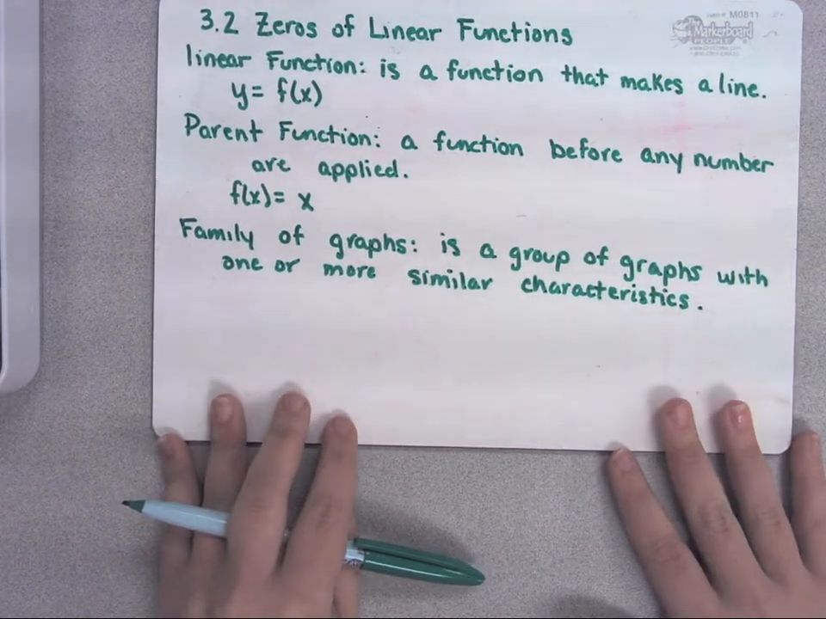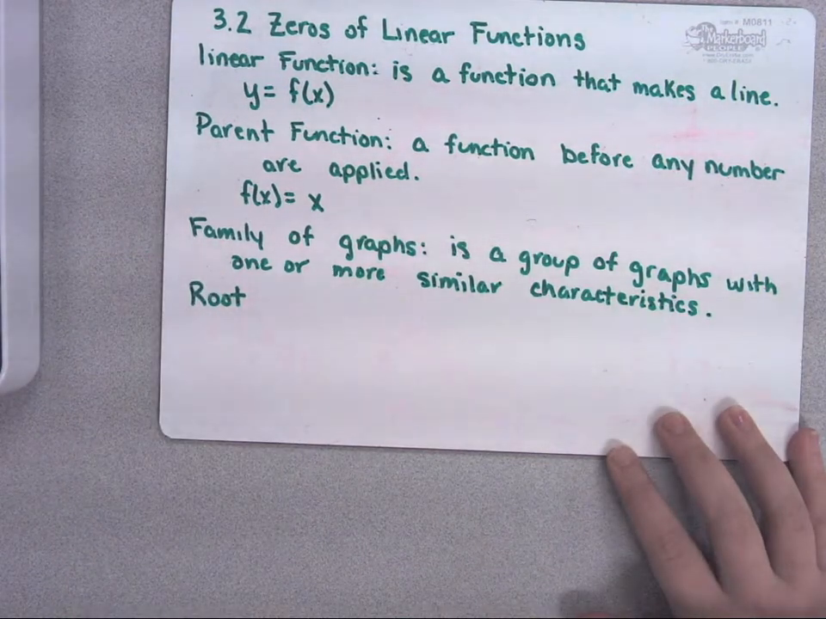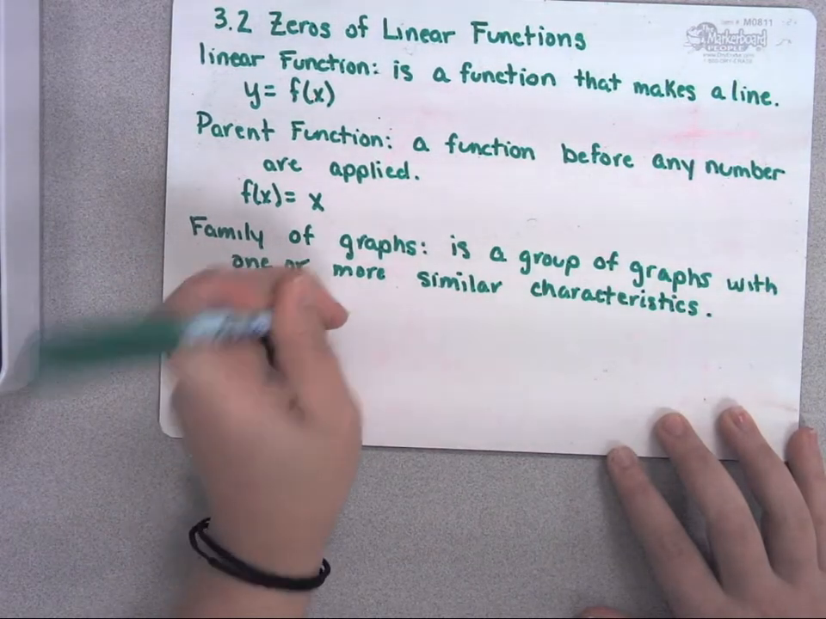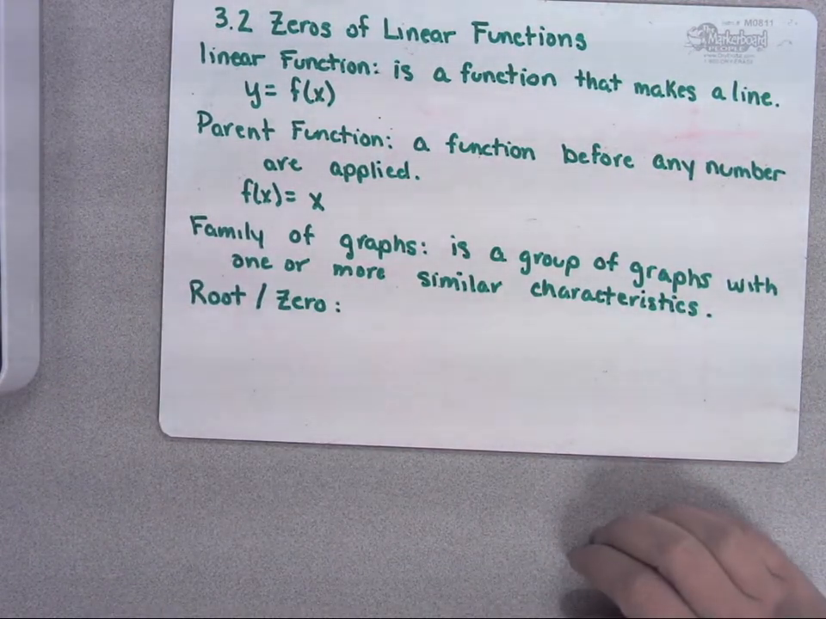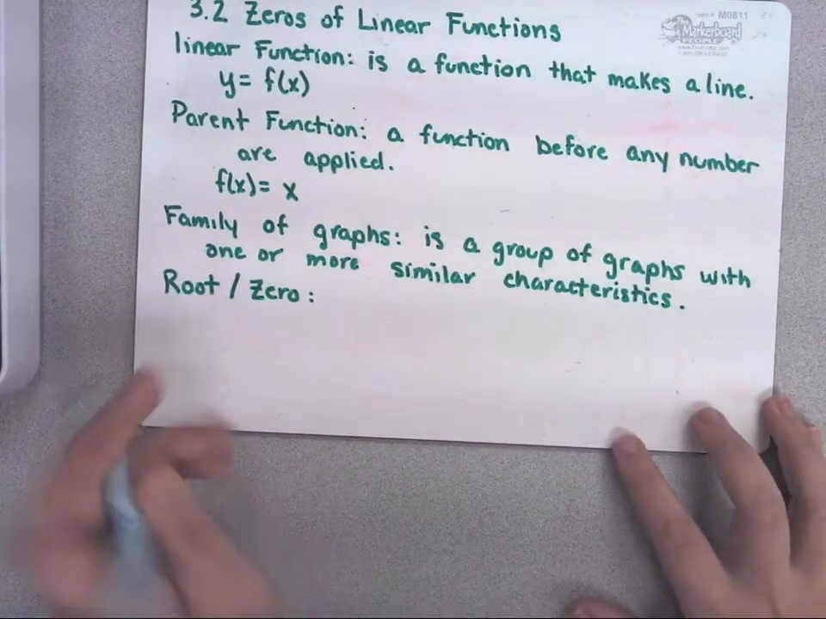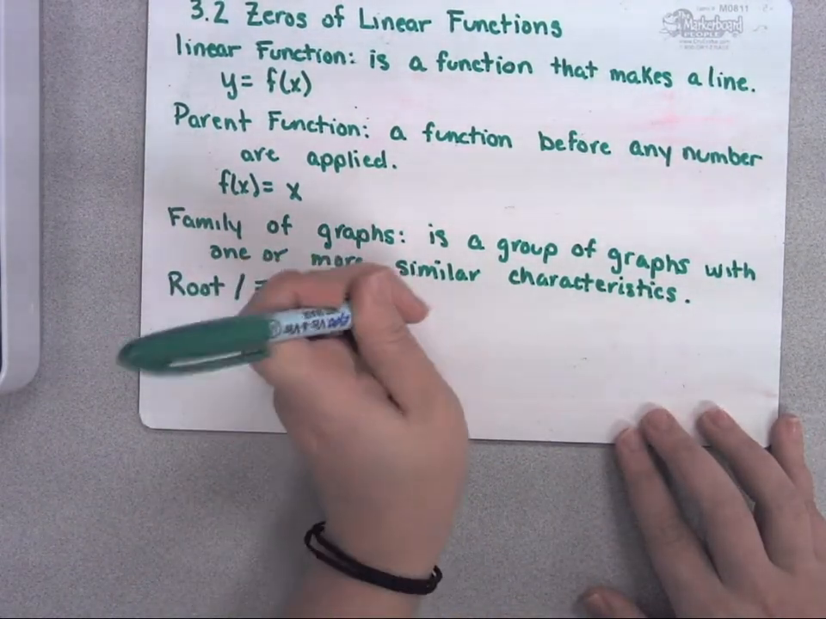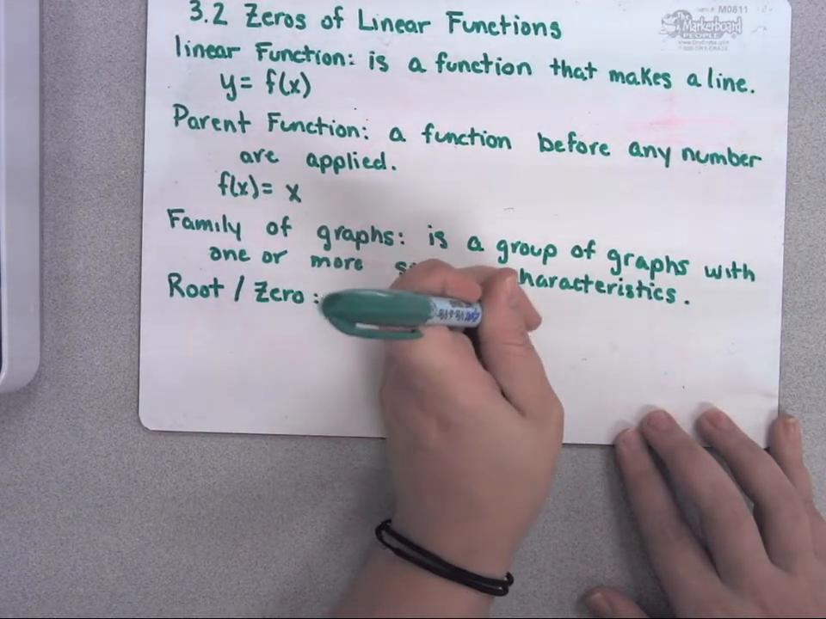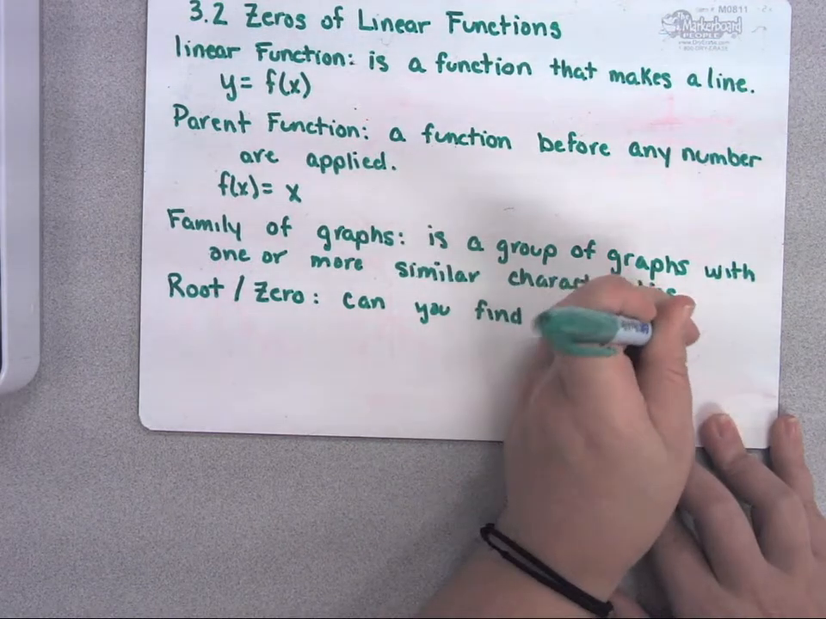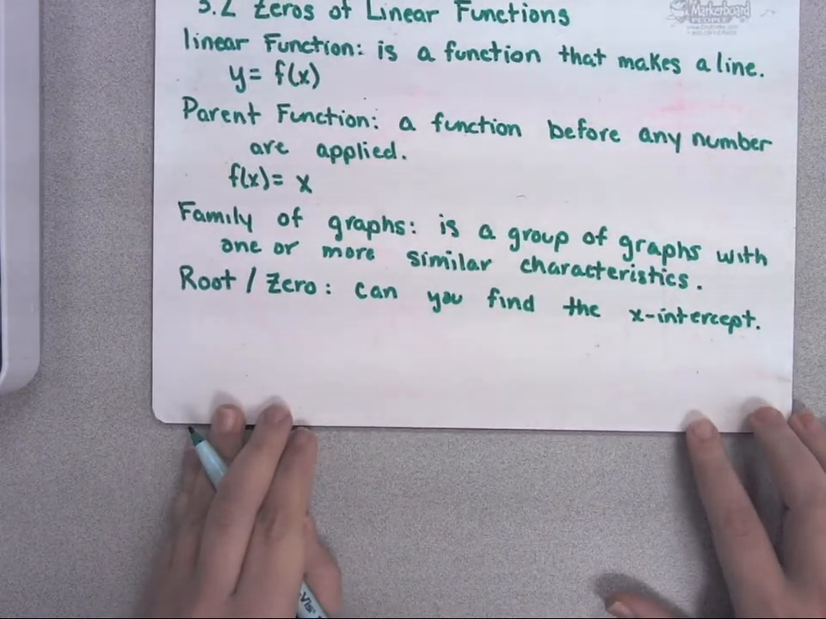Last big one, and these two words mean the same thing, so I'm going to just write them together, is the word root slash 0, because they really do mean the same thing. A root slash a 0, if they say find the root or find the 0, they are really saying can you find the x-intercept? That's what that means.